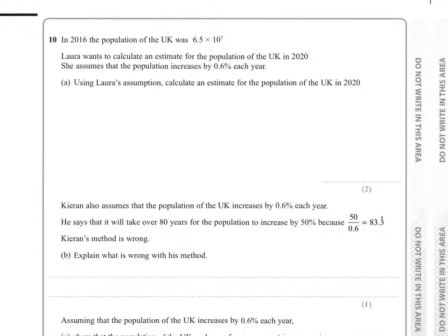Question 10. In 2016, the population of the UK was 6.5 times 10 to the power 7. Laura wants to calculate an estimate for the population of the UK in 2020. She assumes that the population increases by 0.6% each year. So using Laura's assumption, calculate an estimate for the population in 2020.